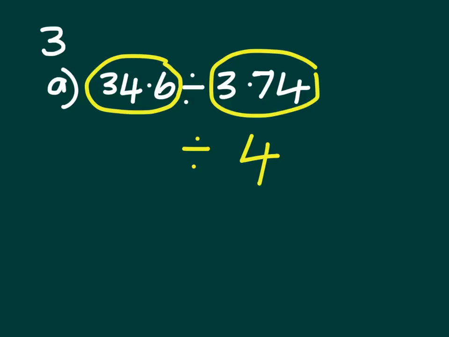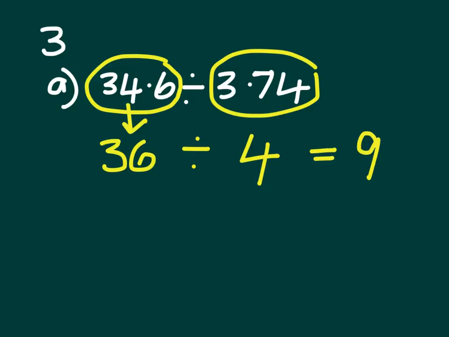Now because we know the 4 times table, then the 34.6, I would say that's pretty close to 36. Because it's in the 4 times table, then we know the rough answer to the first one is 9. So the first answer is approximately 9.